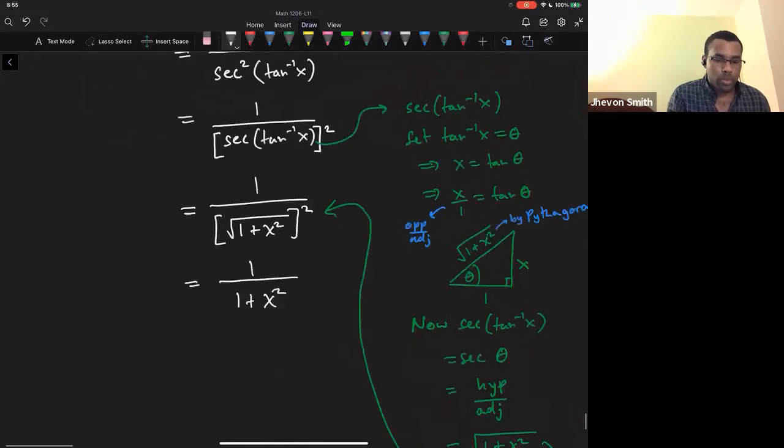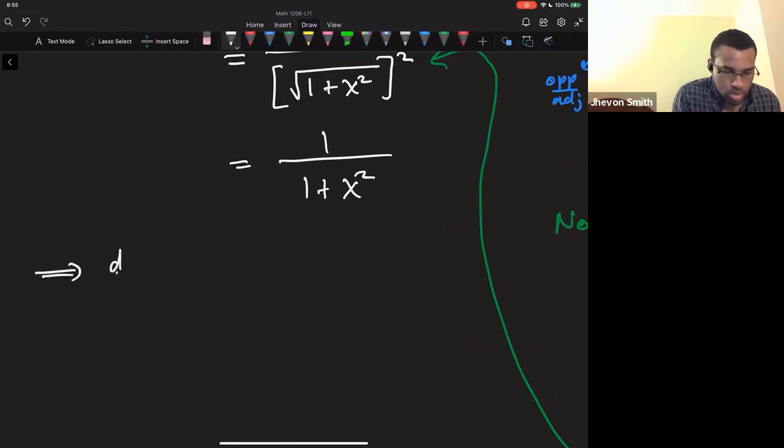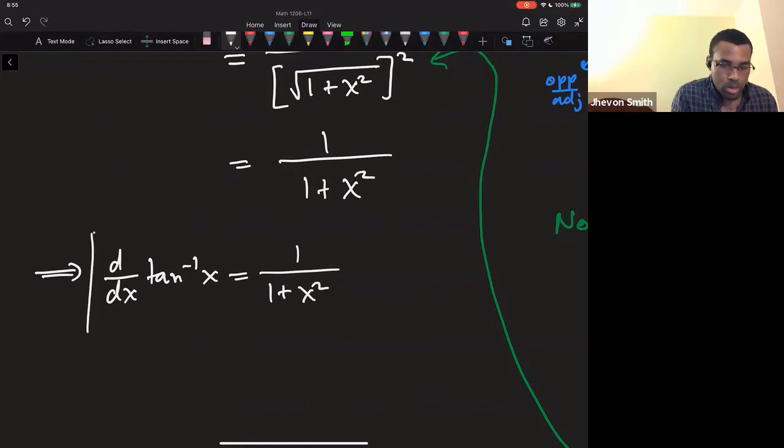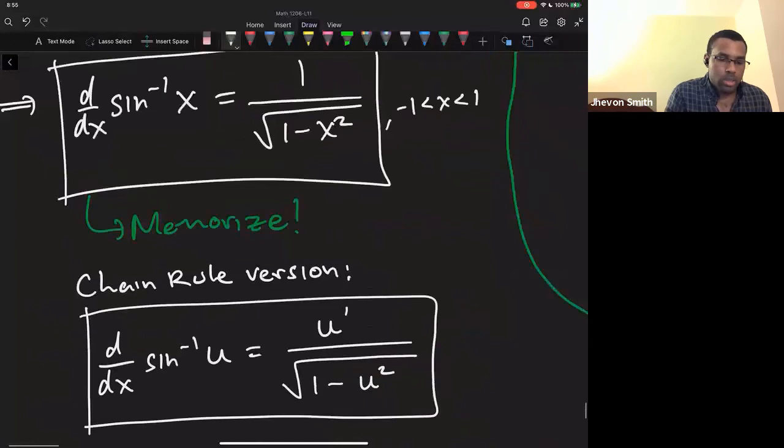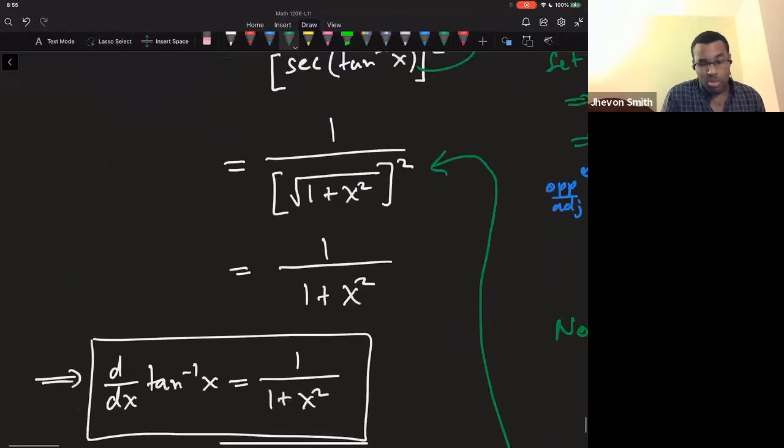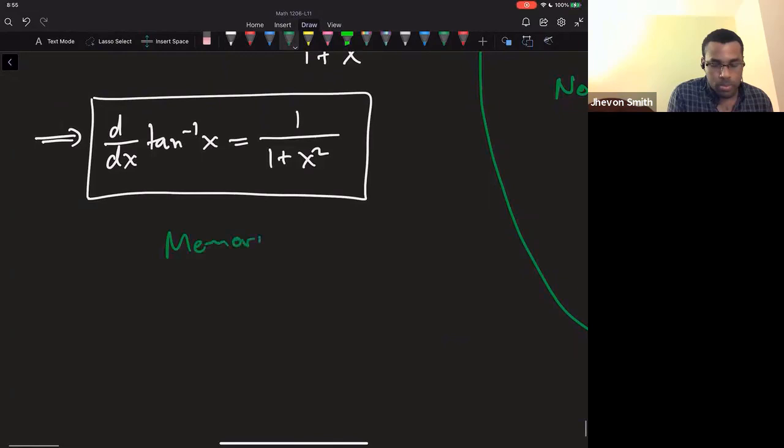So that's the formula we know now. The derivative of tan inverse of x is 1 over 1 plus x squared. You can memorize that. Memorize one of them, but you should know how to apply the chain rule. I'd recommend you memorize the chain rule version. So yes, memorize this, or you can memorize the chain rule version.